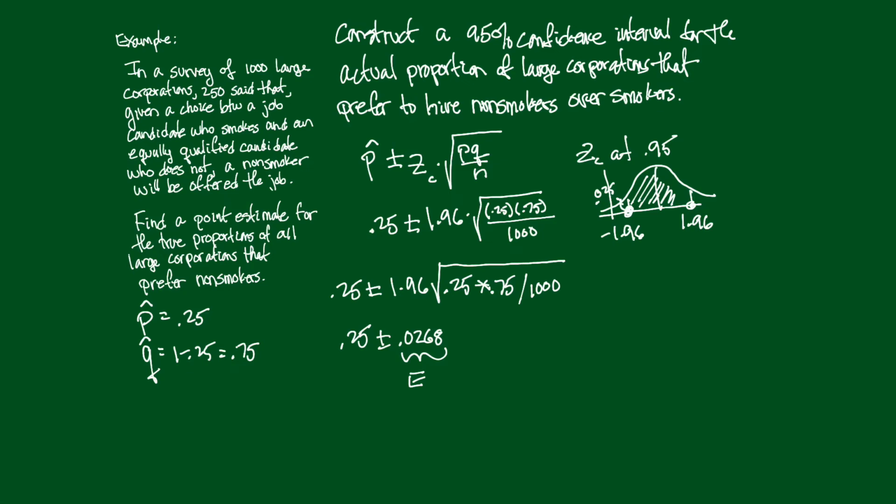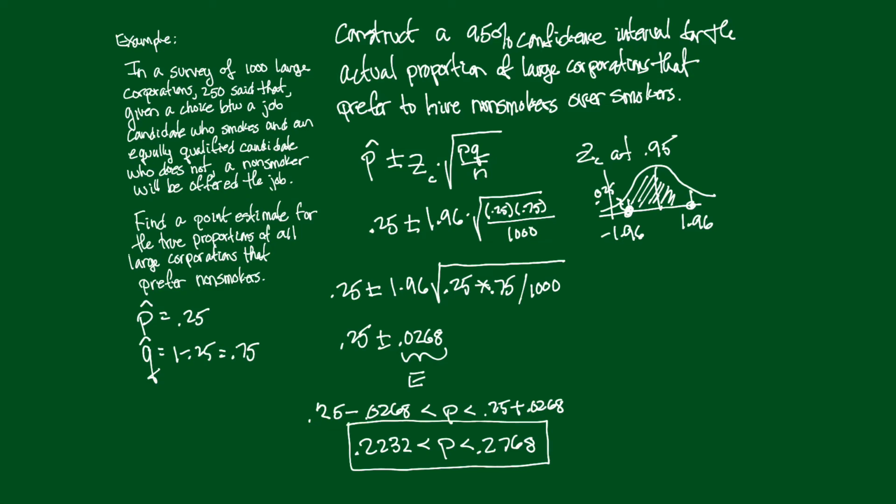So let's subtract and add and write our interval. It's going to be 0.25 minus that error, 0.0268, less than the true proportion, P, less than 0.25 plus 0.0268. And when I did that, I got 0.2232 less than the true proportion, less than 0.2768. That's the confidence interval.